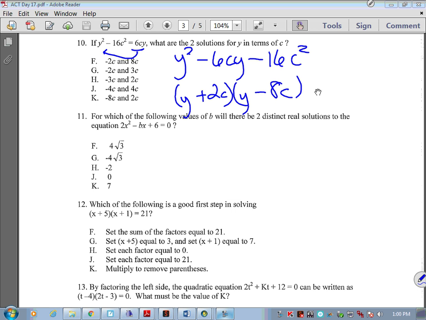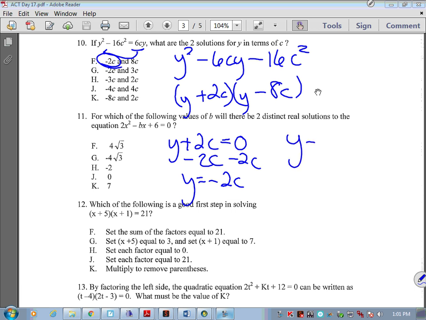All right, so we want to solve these in terms of c. So we're taking y plus 2c. Solve for y in terms of c. So we're going to get y by itself. So I'm going to subtract 2c. So y equals negative 2c. So negative 2c is an answer. Okay, and I'm going to do the same thing over here. y minus 8c equals 0, and add 8c. So y equals positive 8c. That's how I get negative 2c and 8c for that. Okay?